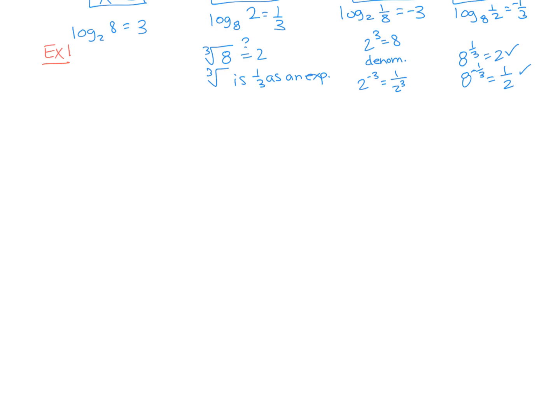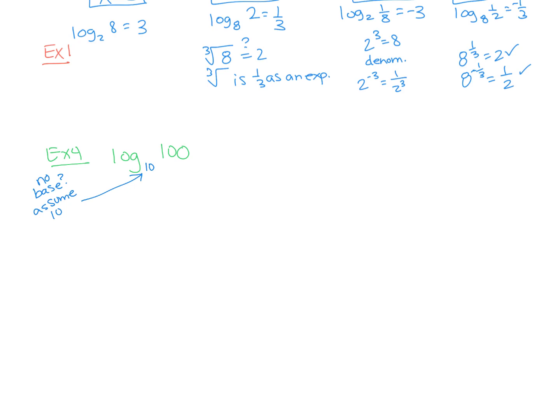Now let's talk about when I don't see a base. So example 4, when you have a log and there is no base and you're supposed to evaluate it. So when there is no base, we are going to assume that the base is 10. So no base, you're going to assume the base is 10. So I'm going to write a 10 in here. So this is log base 10 of 100. I'm supposed to evaluate it.